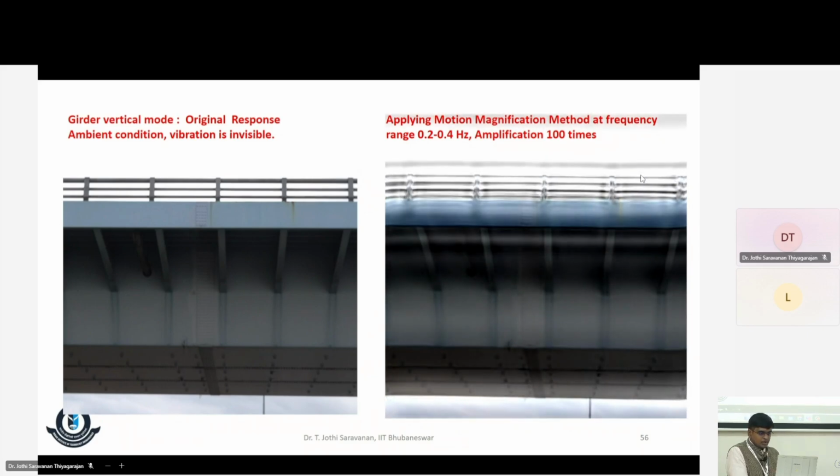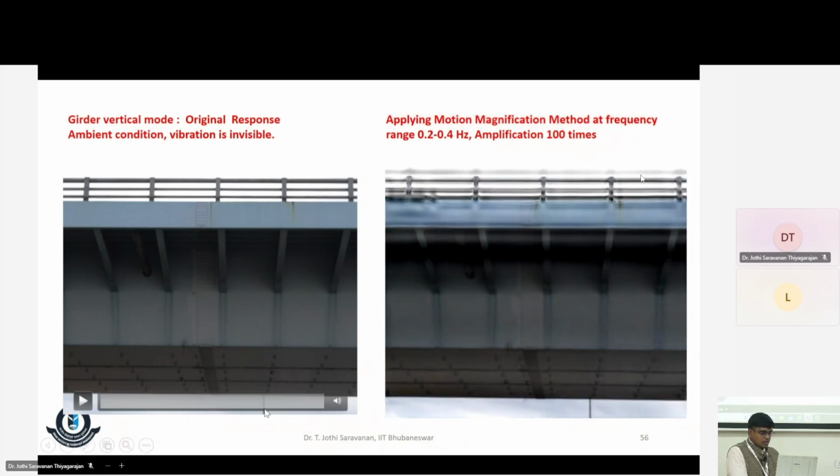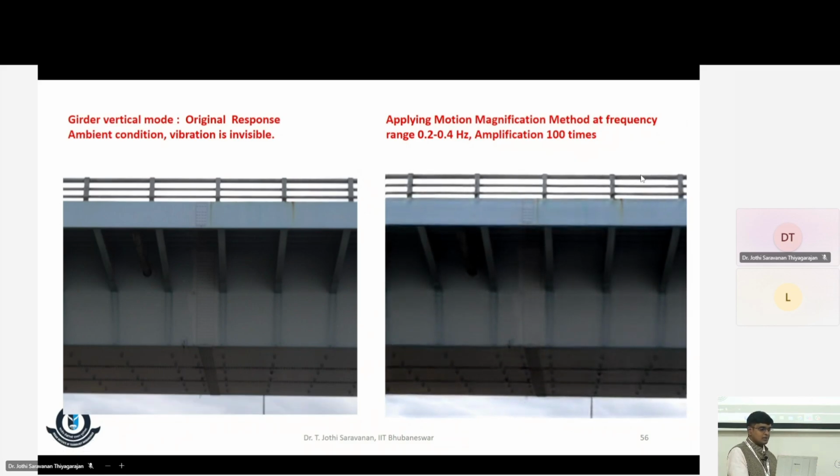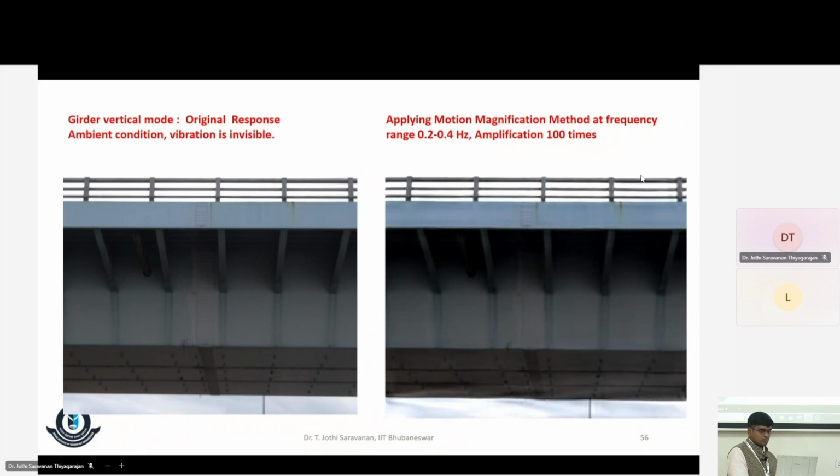Where? This one? That is maybe at the other side, there might be some pole. Which lane are you talking about? This one at the bottom? That is different, right? That is something on the other side of the bridge, some other structure.